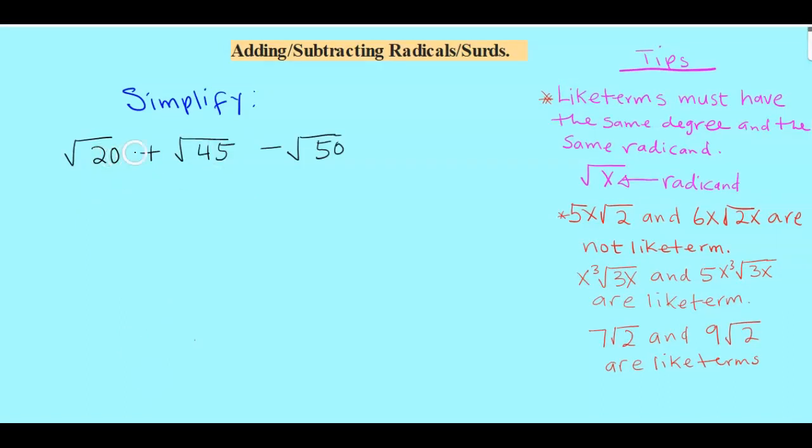Okay, so we have the root of 20 and the root of 45 minus the root of 50.